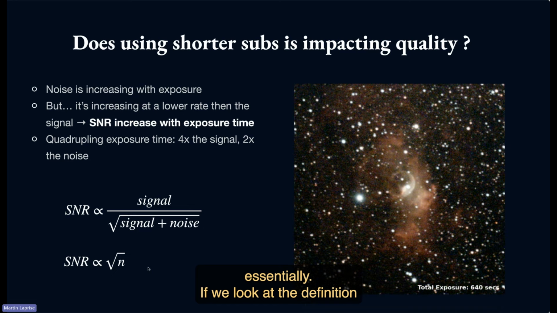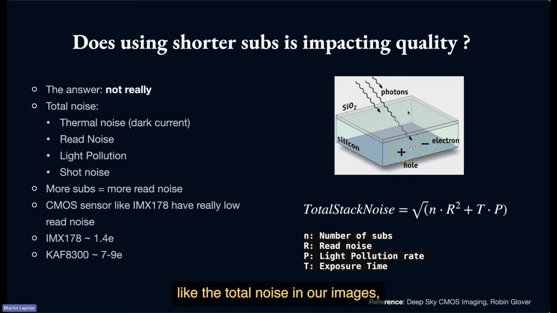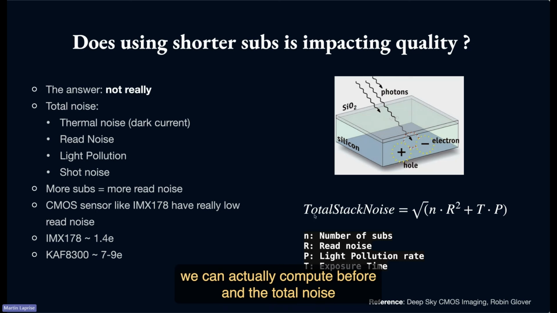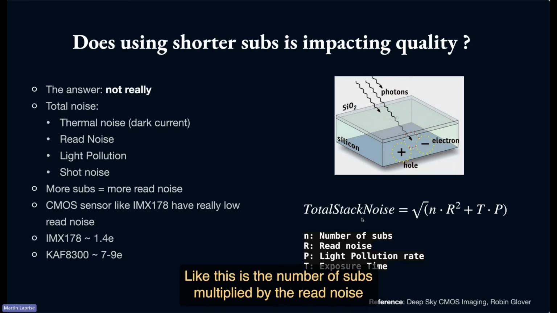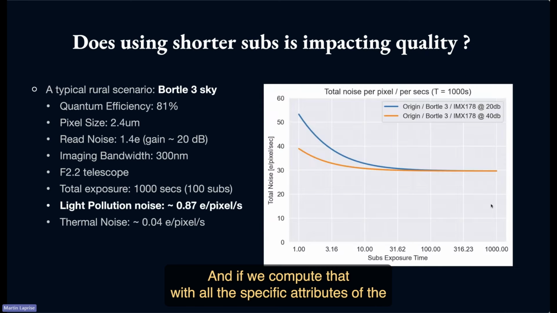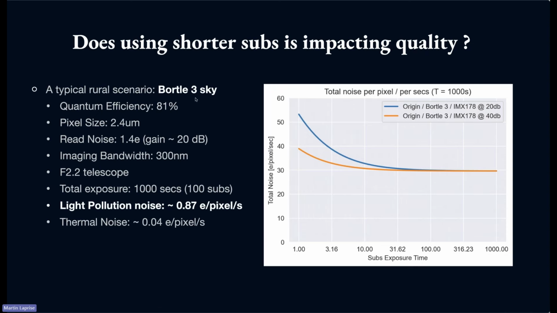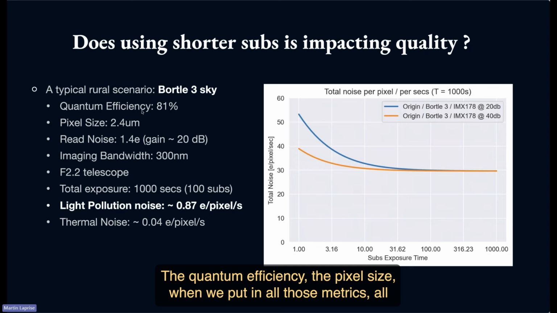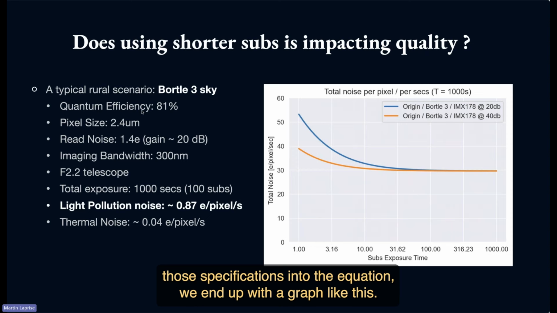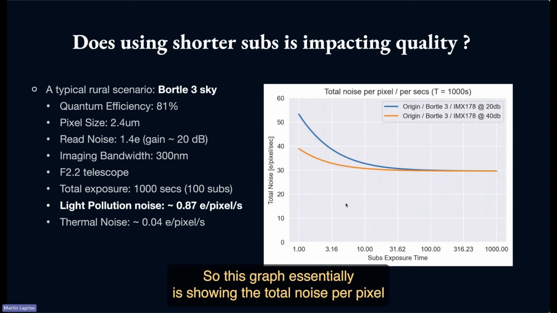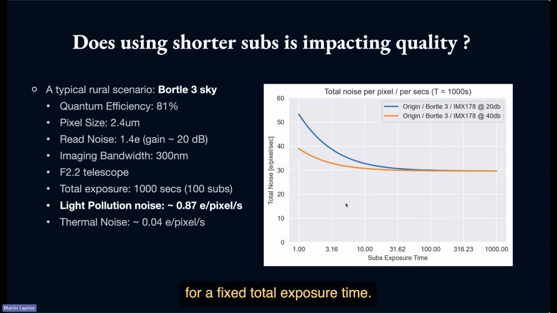If we look at the definition of the total noise in our images, we can actually compute beforehand the total noise that we'll see on each one of those pixels. This is the number of subs multiplied by the read noise, plus the noise from the light pollution. And if we compute that with all the specific attributes of the telescope, like we know, for example, that we are in a Bortle 3 sky, it's really dark, the quantum efficiency, the pixel size, and we put all those specifications into the equation, we end up with a graph like this.